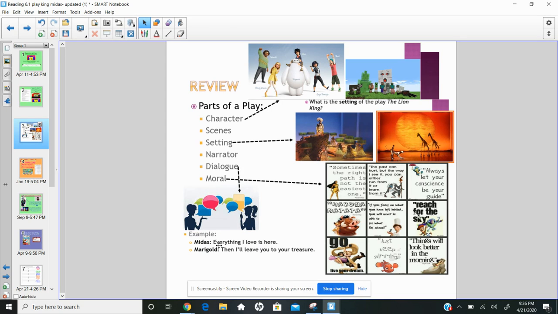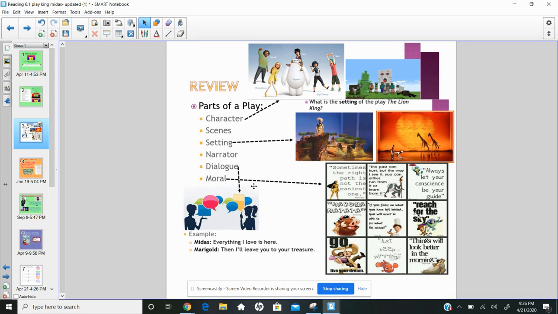So if I was playing the character Midas, I'm not going to say, "Midas, everything I love is here." Instead, if I know that I'm the character Midas, I'm just going to say what it says. I would just say, "Everything I love is here." And Marigold would not say her name. She would just say, "Then I'll leave you to your treasure."